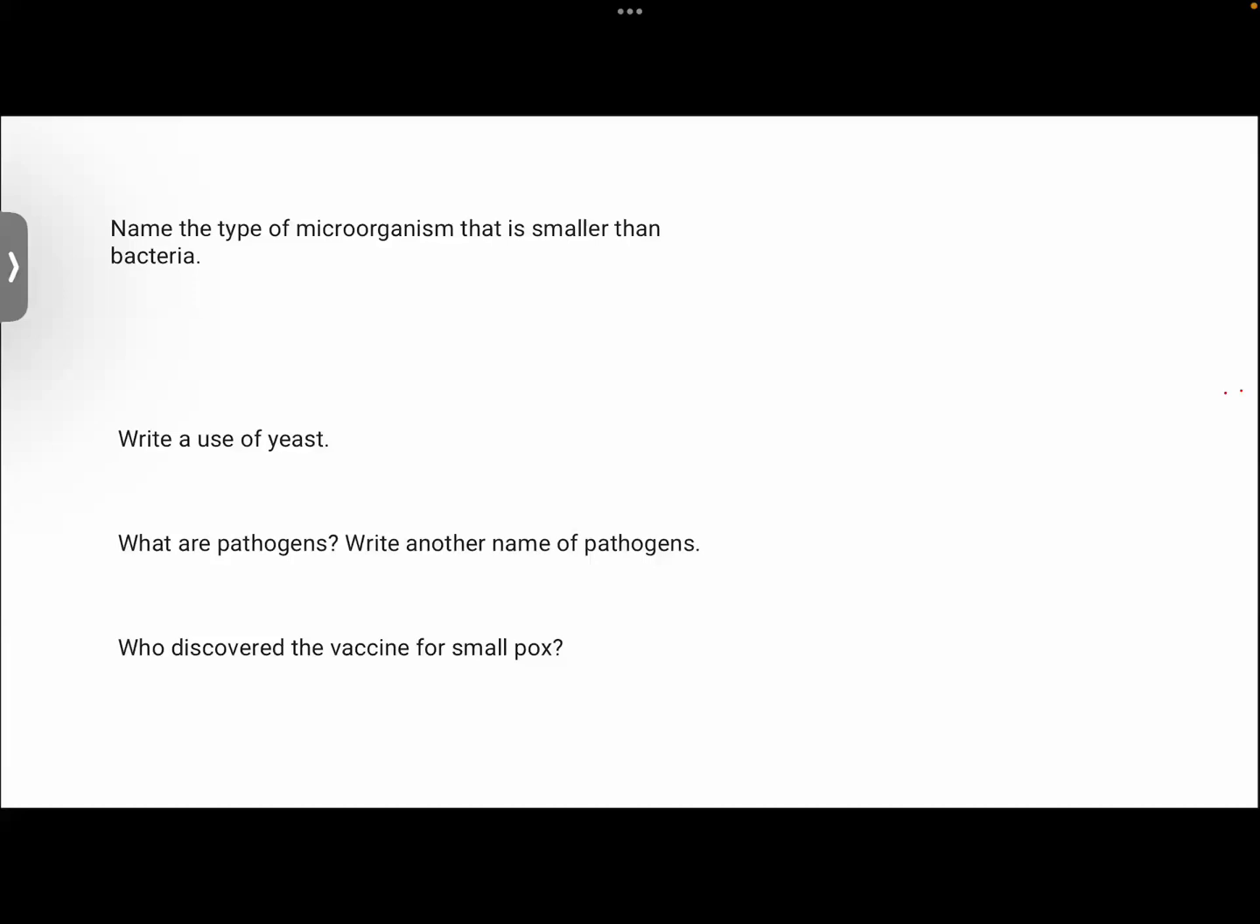Write another name of pathogens. Can we write any name? No, usually, like in ads also, you might have seen what pathogens are known as by another name. You don't have to give examples of it. You have to mention the other name of pathogens. Just think a little bit about it. The answer is very easy. The answer will be completed in one or two lines.